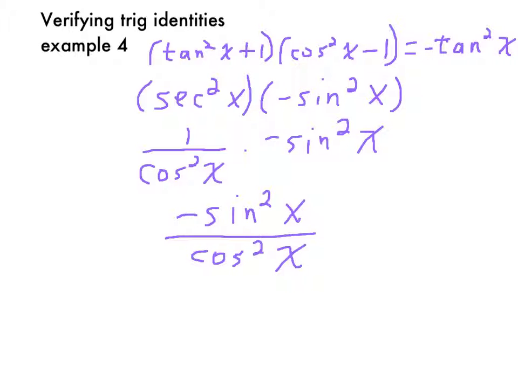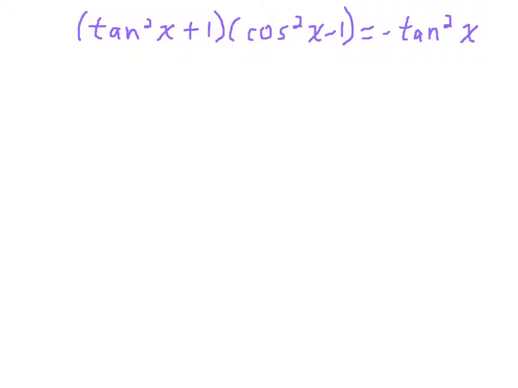Lo and behold, out jumps at us the definition for tangent. So we'll finish this off. I've got negative tangent squared of x, which is exactly what we were shooting for. Alright, that's method number 1. So we started off by using a couple of Pythagorean identities, substituting them in, and ran with it from there.